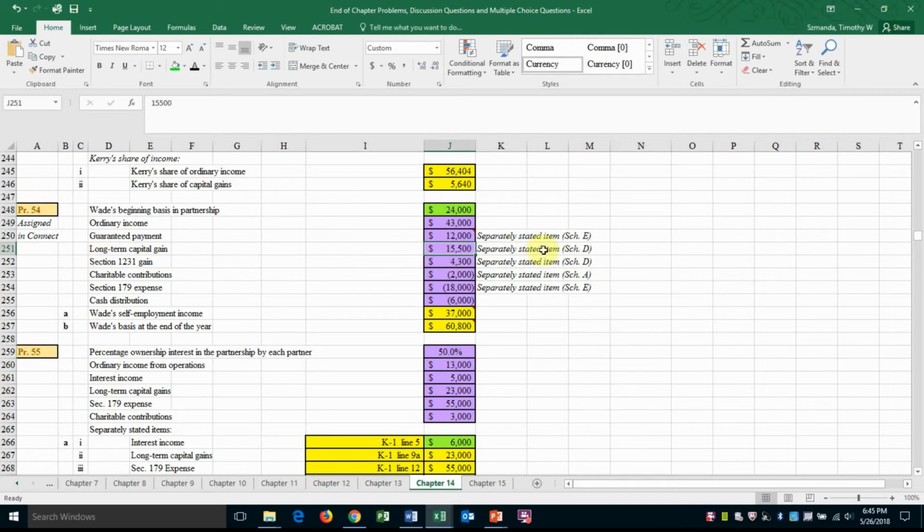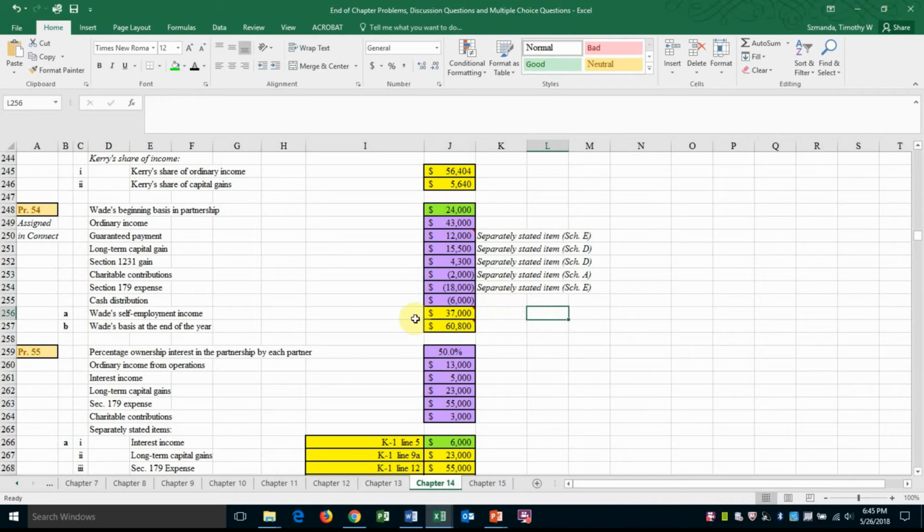That too is a separately stated item on K1 and would be reported by the partner on Schedule D. And then the Section 1231 gain is also a separately stated item, also on Schedule D. Charitable contributions would be separately stated on Schedule A if the partner itemizes deductions. And then the Section 179 expense is also a separately stated item, as we discussed in the PowerPoint video. And we have 18,000 on this expense. Alright, so these are going to reduce then the taxable income of the partner.